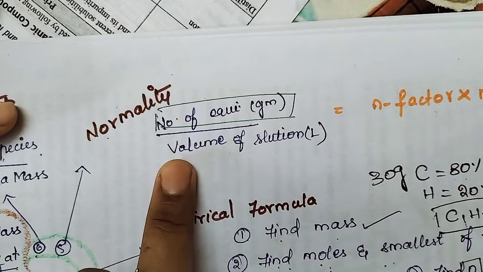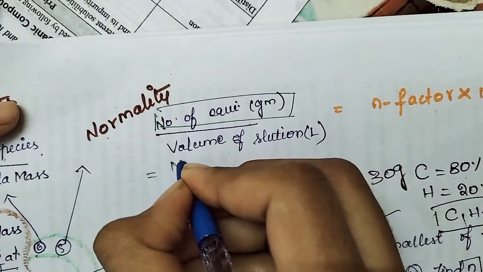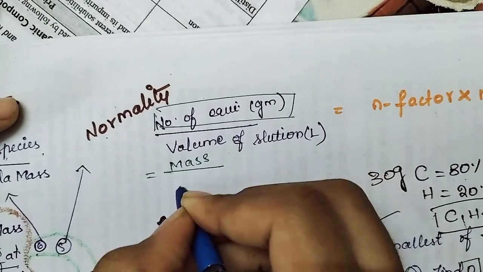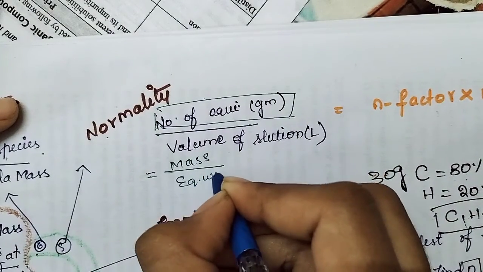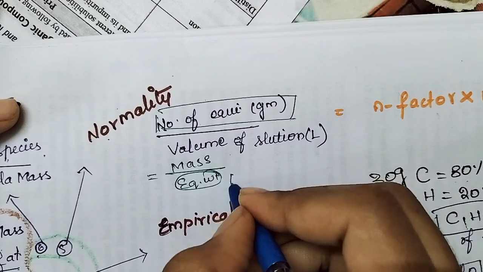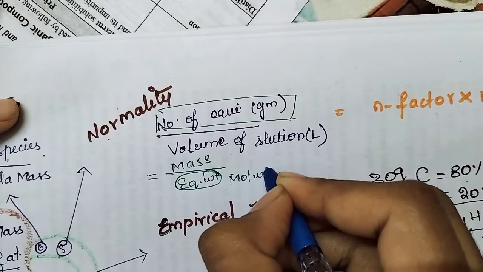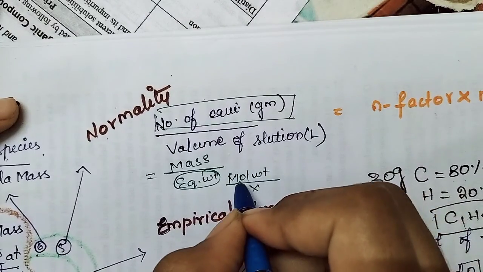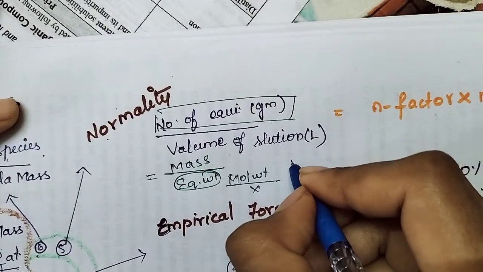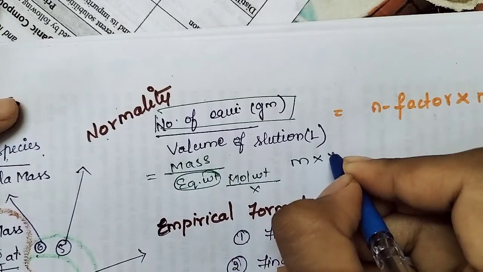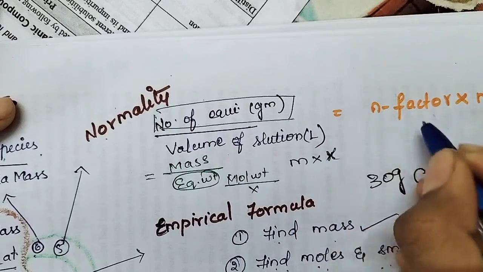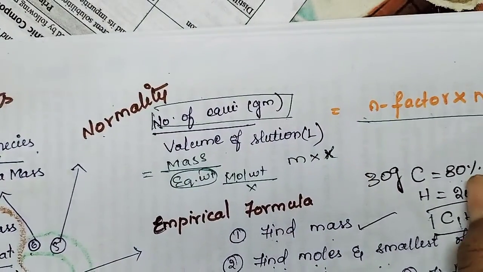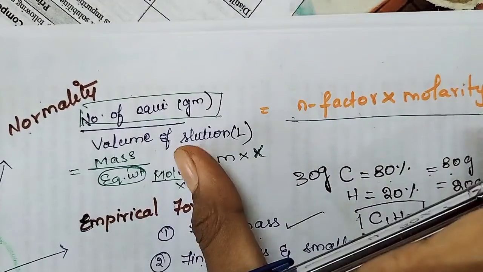So the number of gram equivalents is given mass by equivalent weight. Equivalent weight here is molecular weight by X. That is, mass by molecular weight is moles, and moles into X, that is the n factor into molarity, gives normality in an easy way.